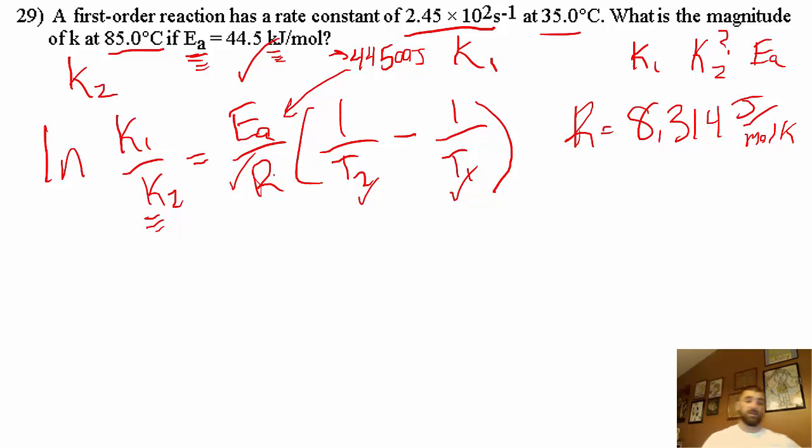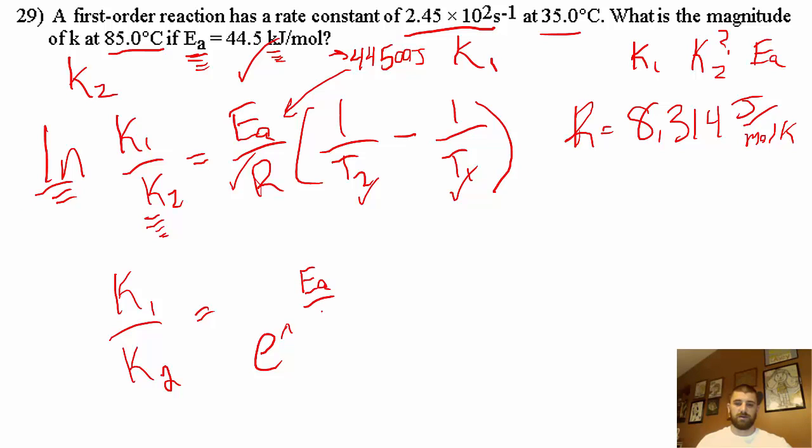But before we deal with a bunch of ugly numbers, let's deal with simple letters. So first off, I got to get rid of this natural log so I can get access to that K2. So in order to do that, you do e to the on both sides. The ln cancels out on the left side, and you get e to the EA over R times 1 over T2 minus 1 over T1 in parentheses.